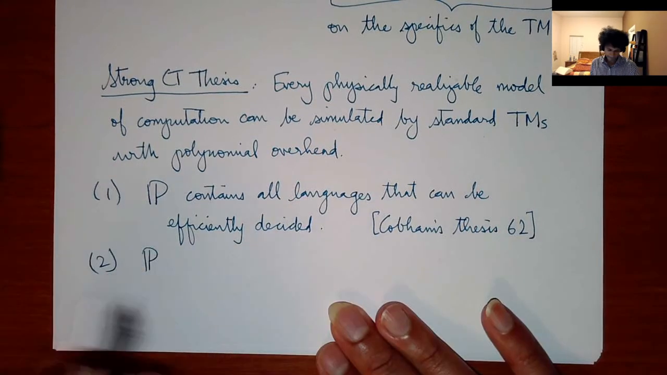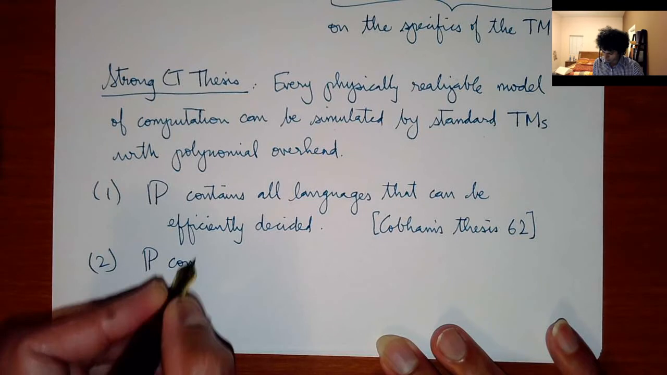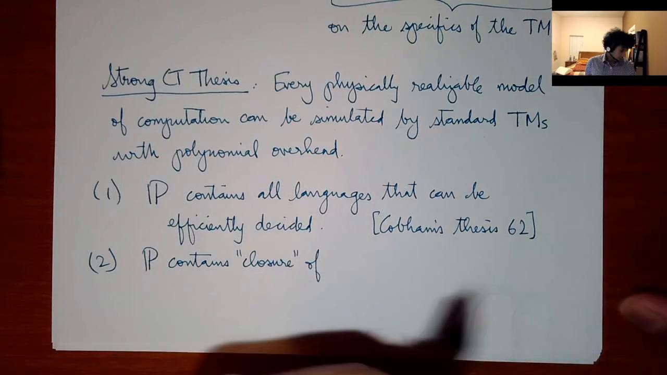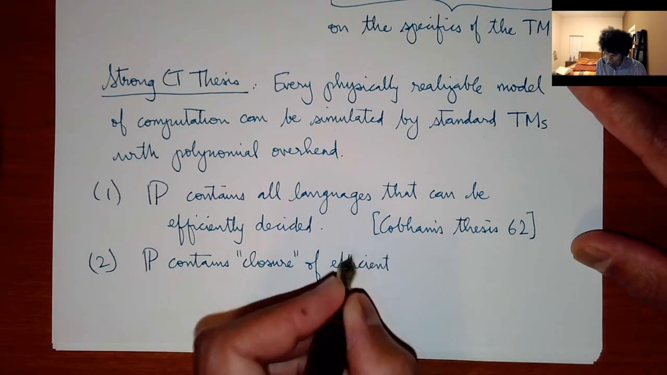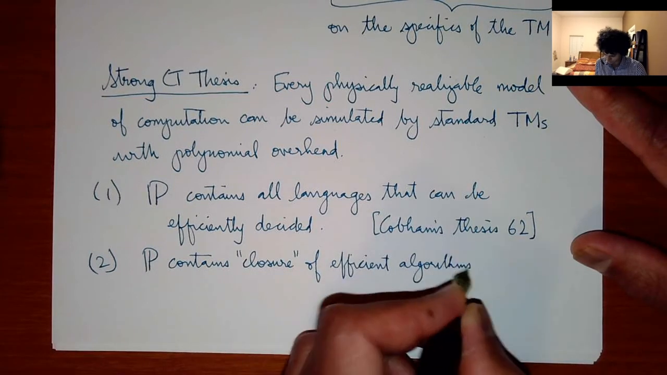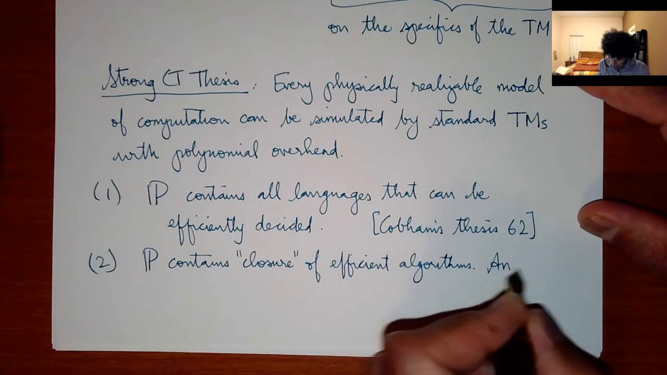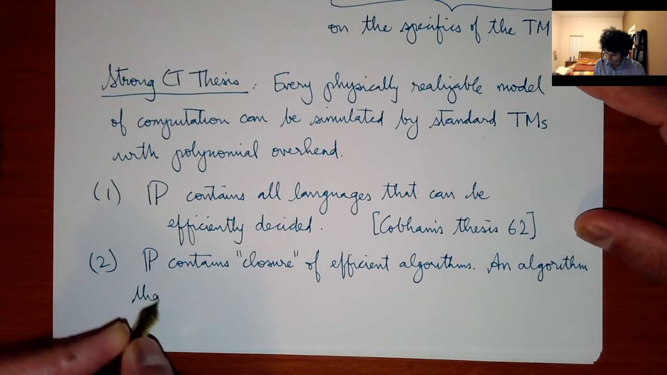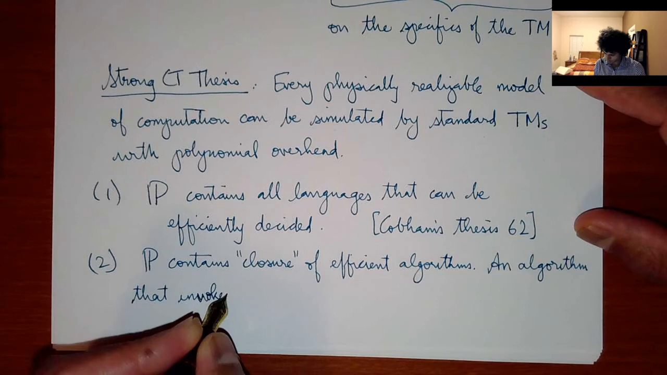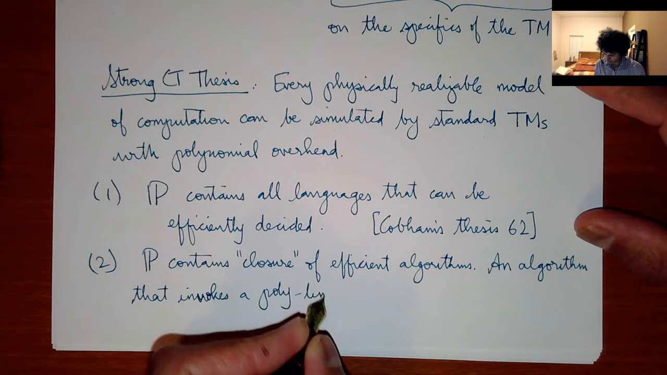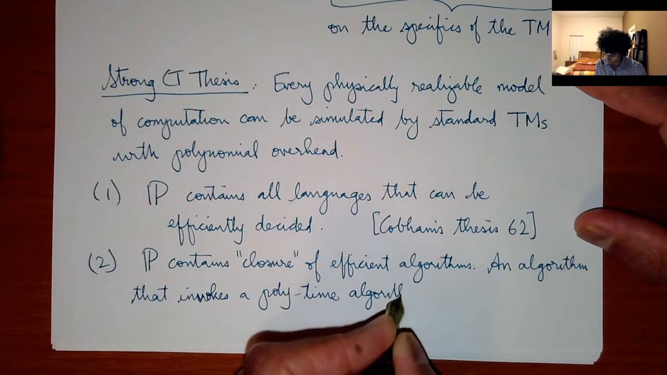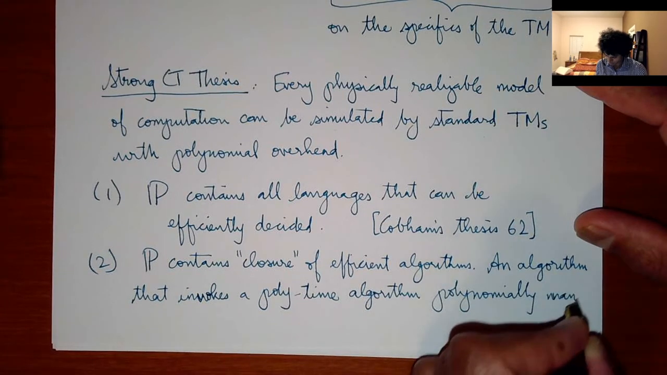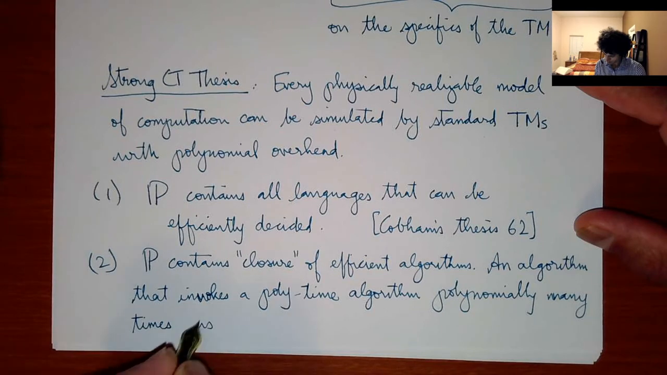The nice thing about P is P contains the closure of efficient algorithms, meaning that an algorithm that invokes a polytime algorithm polynomially many times is also polynomial.